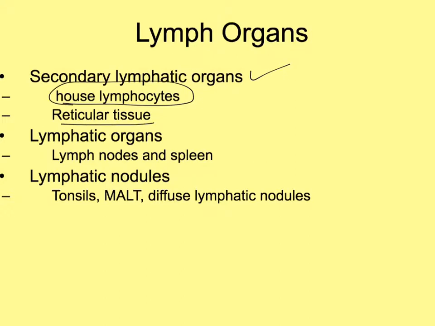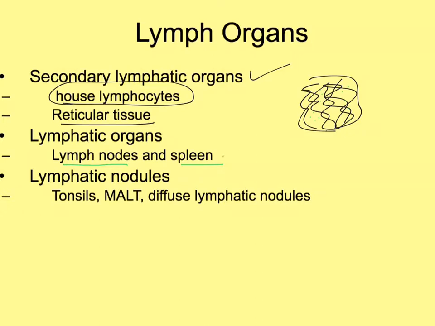So reticular tissue is usually a secondary lymphatic organ. Reticular tissue, remember that, like the bath sponge, the scrunchy bath sponge. It kind of looks like the nylon netting thing. So there's the framework, and then in that framework, you're going to find the cells. So the cells are in there. So it's reticular. Lymphatic organs are actually the lymph nodes and the spleen.